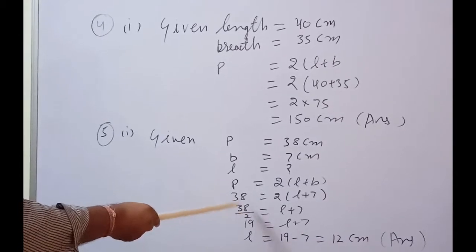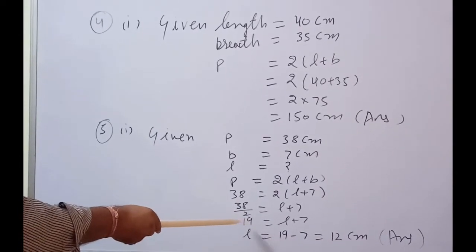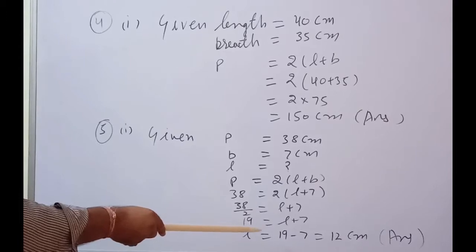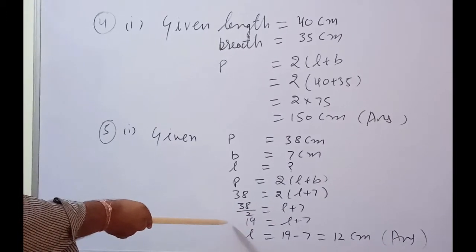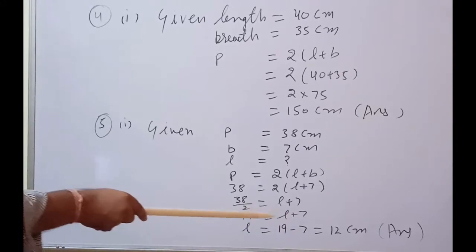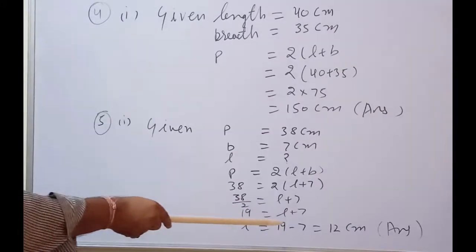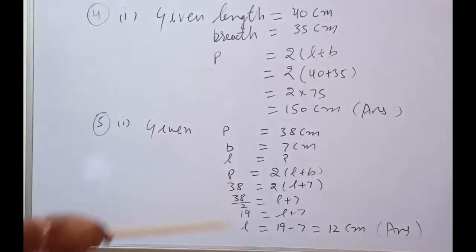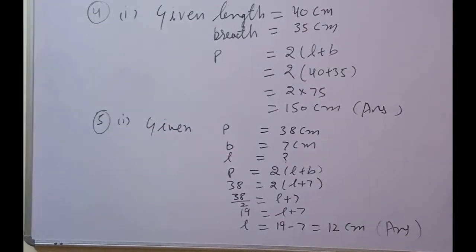38 upon 2, that is 19. 19 equal to l plus 7, or l equal to 19. 7 will come here on the left side and will be subtracted from 19. So l equal to 19 minus 7 equal to 12 centimeters. That is your answer of your question number 5, first part. So in that manner you will do the sums.